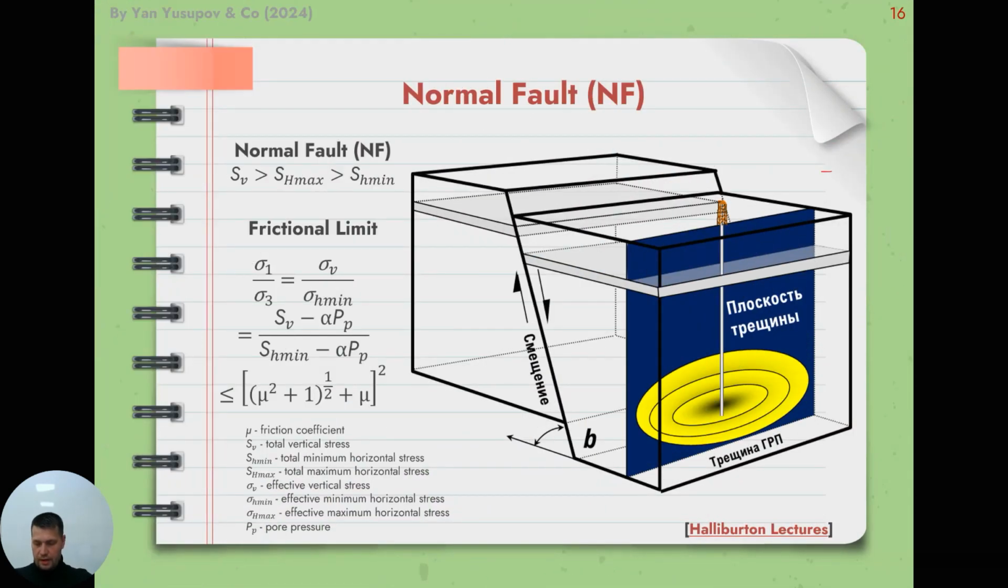So, substituting the total principal stress into the upper equation, the in situ stress can be expressed in the following equation for different faulting stress regimes. The first faulting regime is normal fault, where vertical stress is the maximum principal stress, and SHmin is the least principal stress.